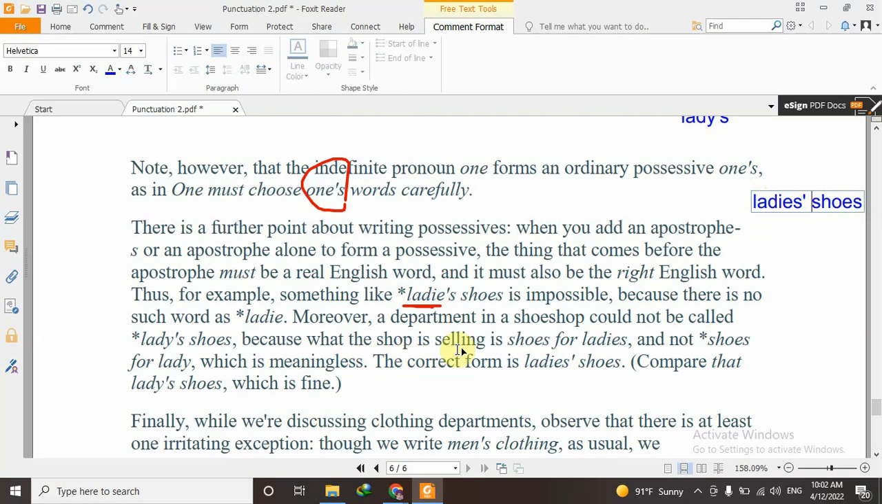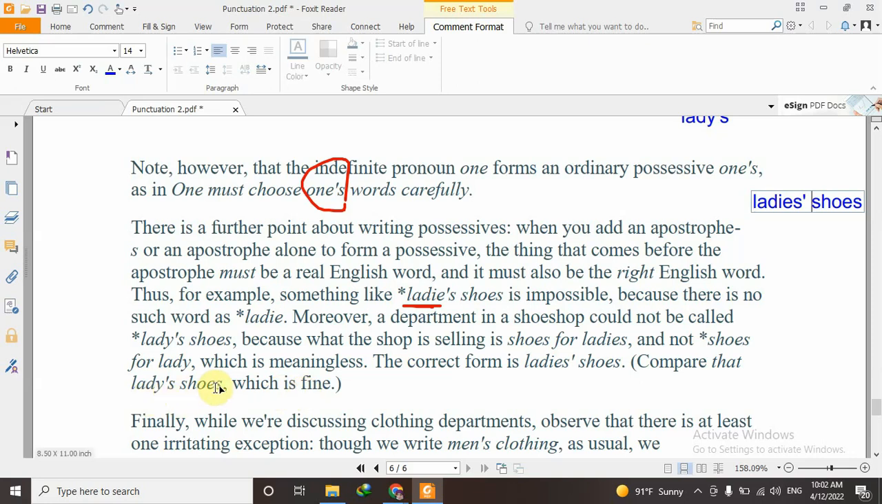Because what the shop is selling is shoes for a lady, not shoes for a lady, which is meaningless. Shoes for one lady, it is meaningless. The correct form is ladies. شوفوا, ladies shoes. Compare that to ladies shoes, which is fine.